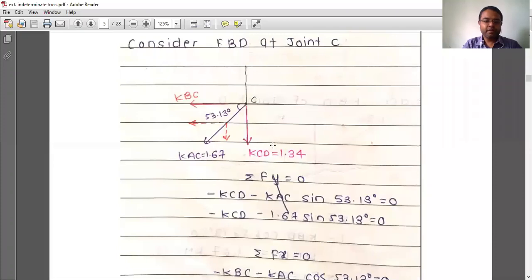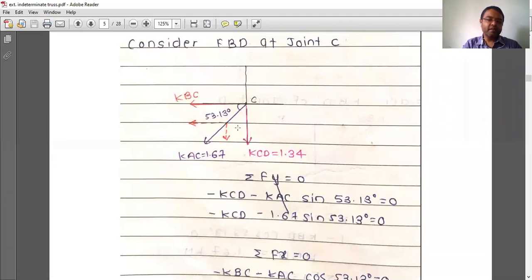So here the only unknown member is KBC. We know the force in member KAC and we know the force in member KCD. Previously we got the forces in both the members as tensile, so the arrows are away from the joint.